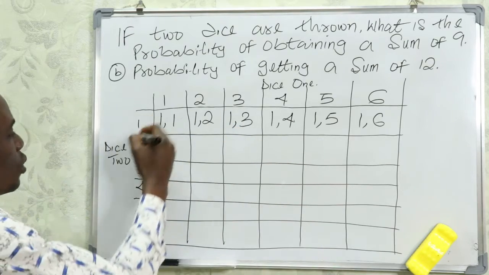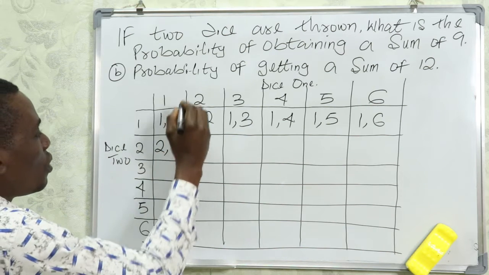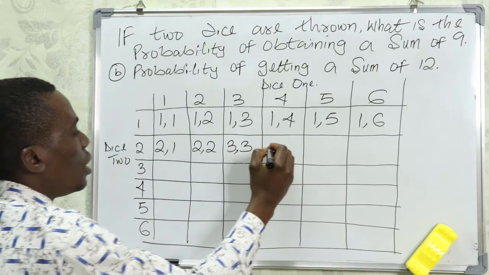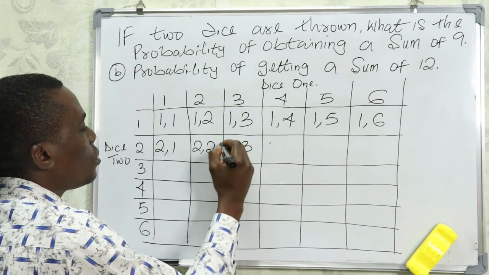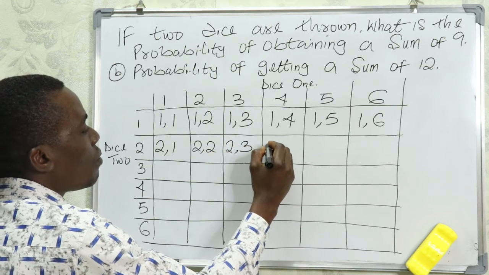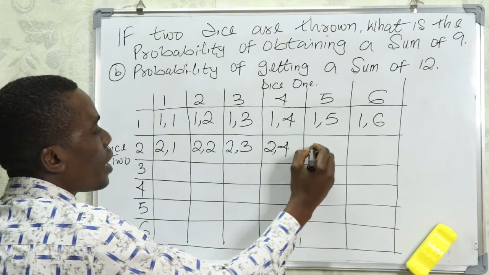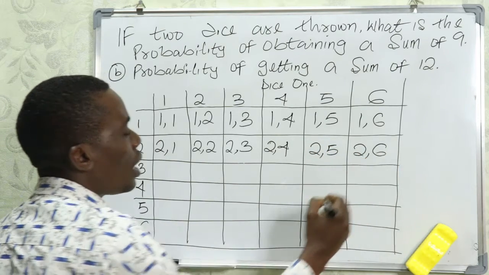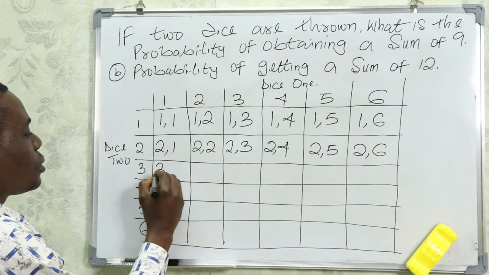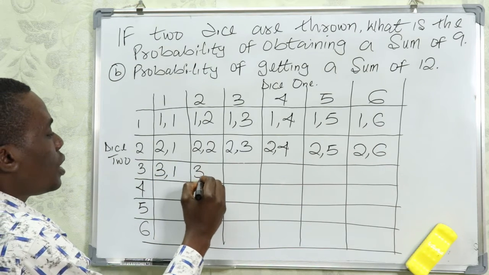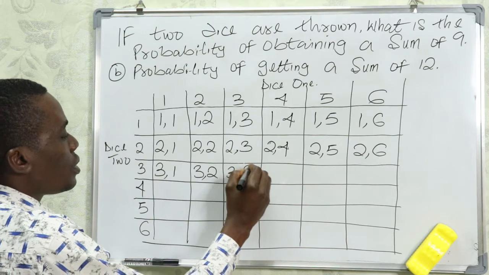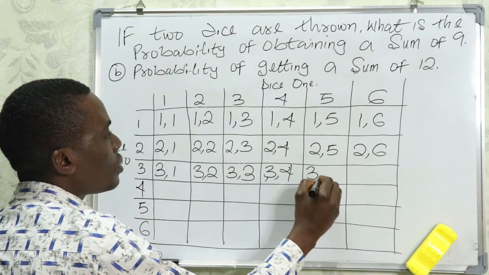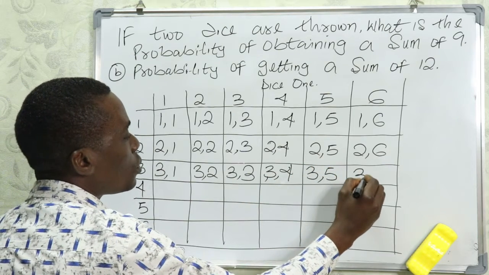Now if you throw this other part, we can have a 2 and a 1, a 2 and a 2, a 2 and a 3, a 2 and a 4, a 2 and a 5, and a 2 and a 6. Good. Here we can have a 3 and 1, a 3 and 2, a 3 and 3, a 3 and 4, a 3 and 5, a 3 and 6.